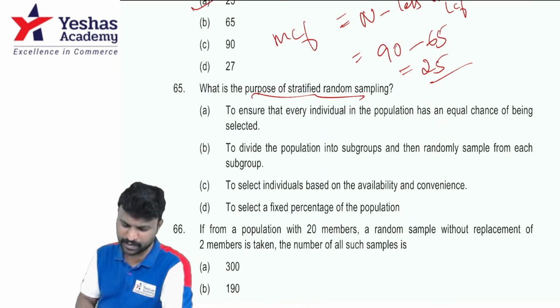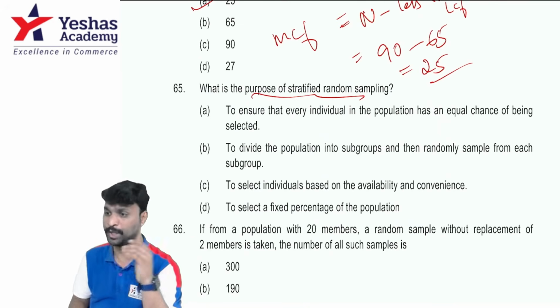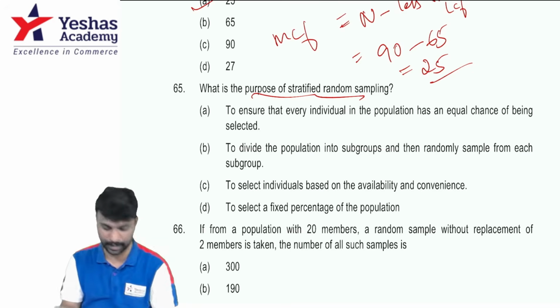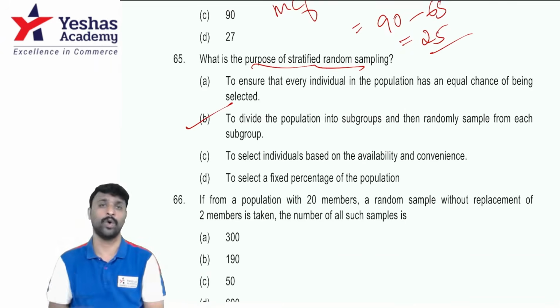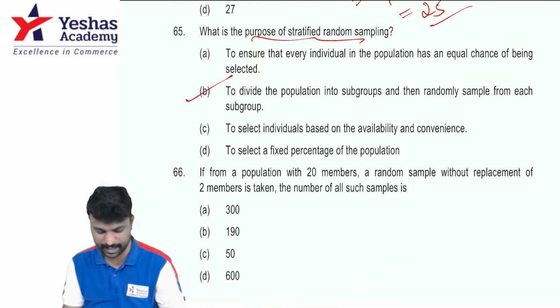Guys, what is the purpose of stratified random sampling? Whenever you have a large population, you divide the population into a number of subgroups and randomly choose a sample from each subgroup. That means option B. So stratified sampling gives you an overall estimate and also an estimate for each and every group, right? Option B is the right answer.